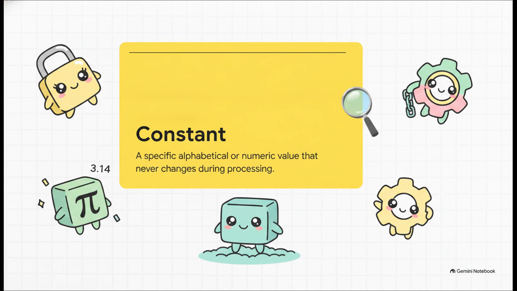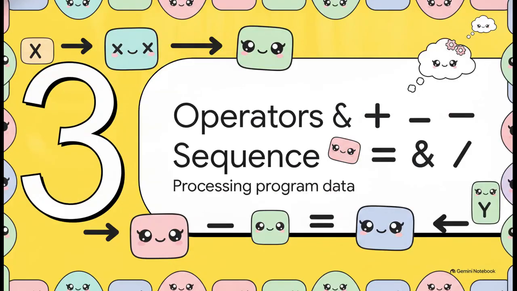Just like it sounds, a constant is a specific alphabetical or numeric value that never ever changes while a program is running. Once a constant is assigned a spot in memory and given a value, like let's say you're calculating the area of a circle and you set the number pi to 3.14, it is permanently locked in for the entire execution of that program. No overwriting allowed.